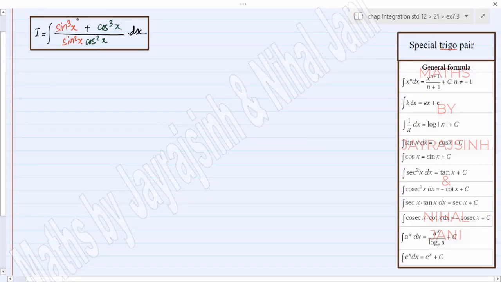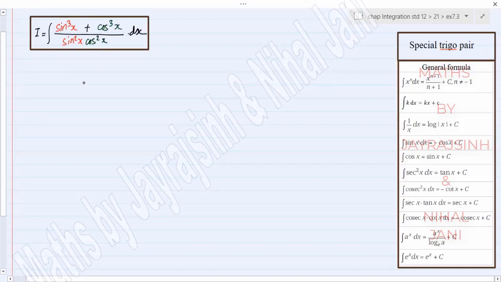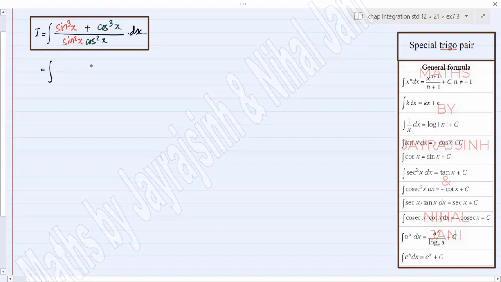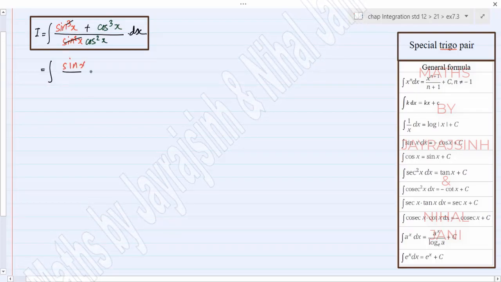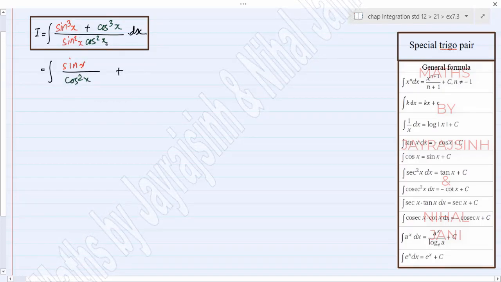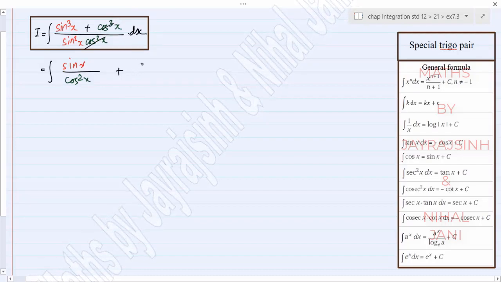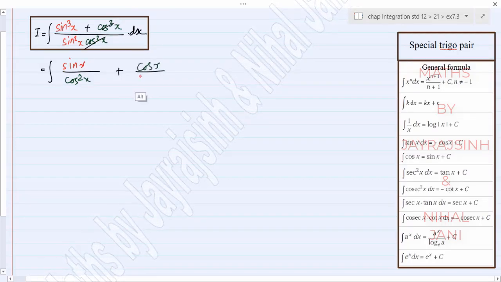Here we have to integrate (sin cube x plus cos cube x) upon sin square x into cos square x. So for simplification, let's take individual denominator. So in the first term, sin square will cancel out. We will get sin x upon cos square x, plus in the second term, cos square x will cancel out. We will get cos x upon sin square x.